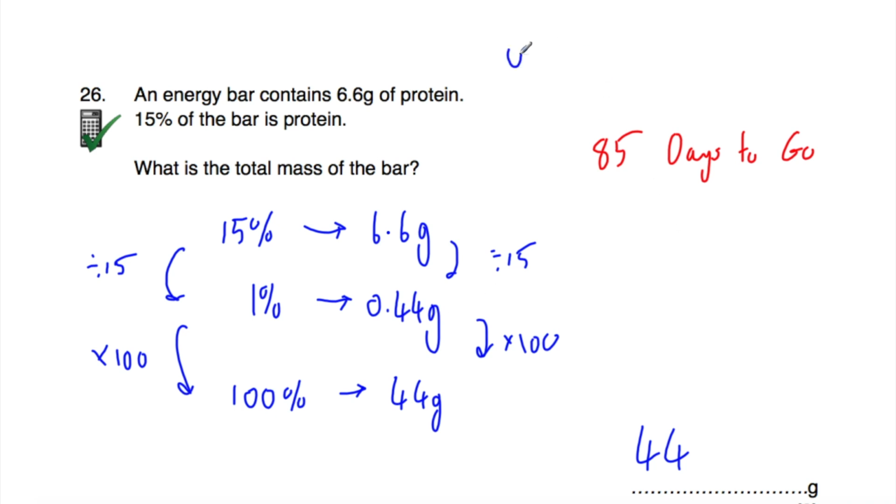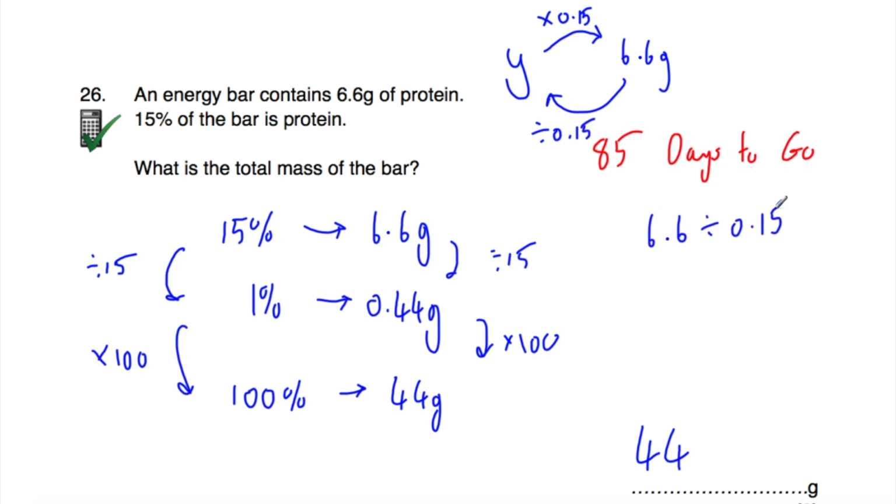Alternatively, if we had the total mass of the bar, let's call that y. If we then multiply that by 0.15, that would give us what 15% of it is, which in this case is 6.6 grams. So if we go backwards, if we divide by 0.15, we can then find y. And if we do 6.6 divided by 0.15, that's also equal to 44. So that means the mass of the bar is 44 grams. And if you got that, well done.